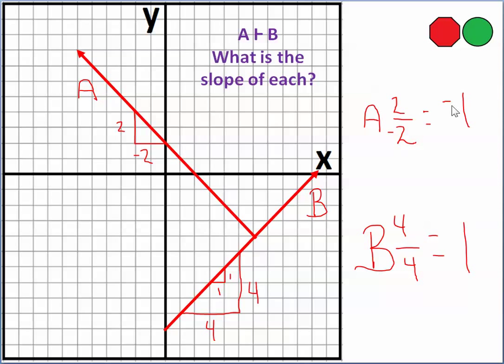And then if we take a look over here at line B, I could say I have a run of 4 and a rise of 4. 4 over 4 is the same thing as 1. And if I have a run of 1 and a rise of 1, that's the same thing as 1. So what we have here are perpendicular lines. B is a positive 1 and A is a -1, the slope.